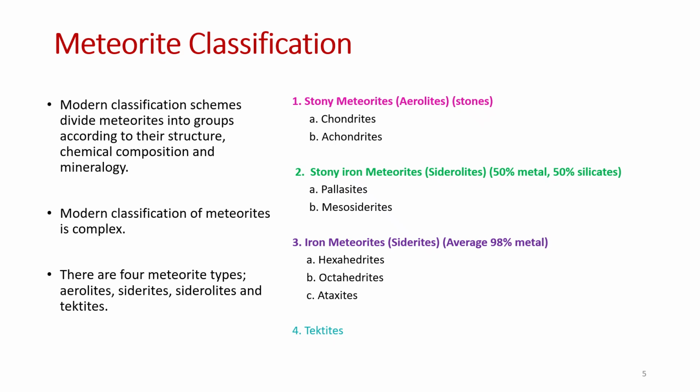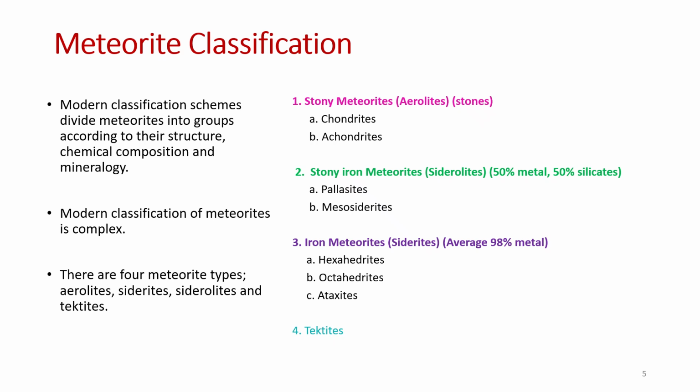Coming to the classification of the meteorite. Modern classification divides the meteorites into groups according to structure, chemical composition, and mineralogy. Modern classification of meteorites is very complex. There are 4 meteorite types like Aerolites, Siderolites, Siderites, and Tektites. So coming to the detailed classification of the meteorites, these are divided into 4 sections. Number 1, stony meteorites. These are also known as Aerolites or stones. Again, they are divided into chondrites and achondrites based on the presence of chondrules.